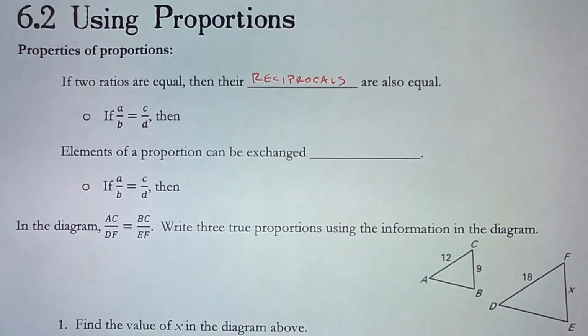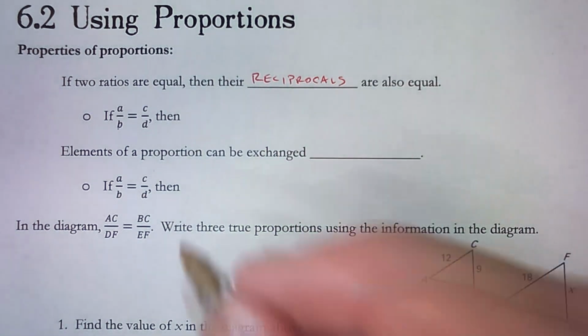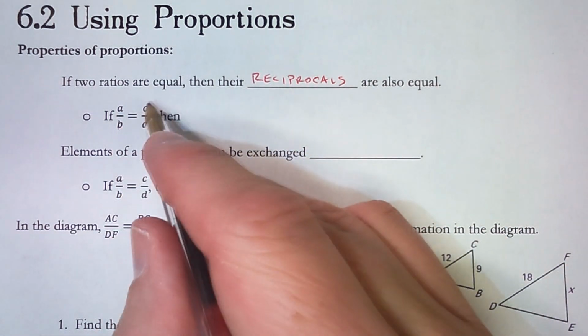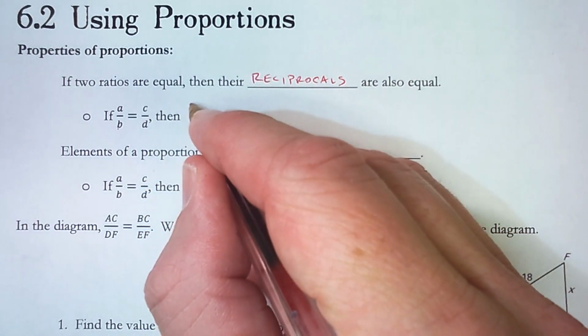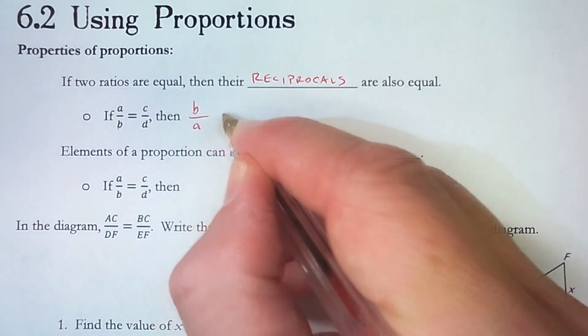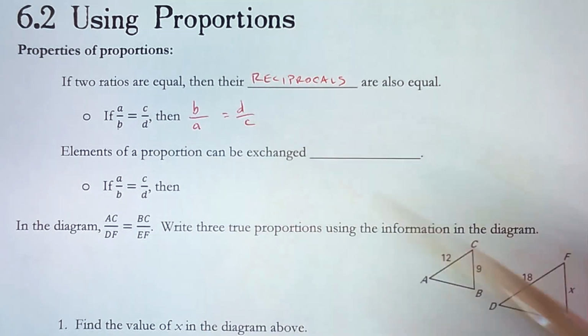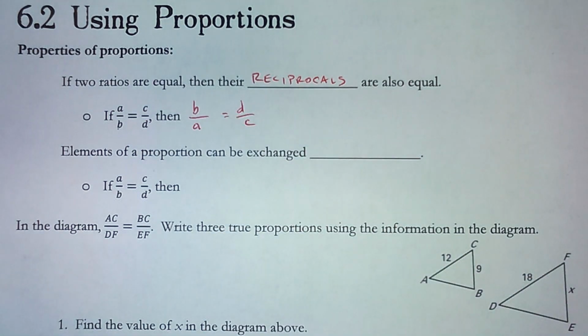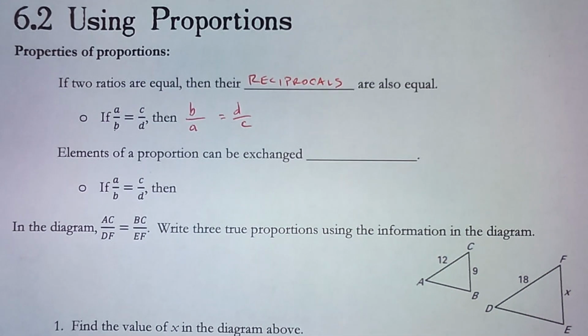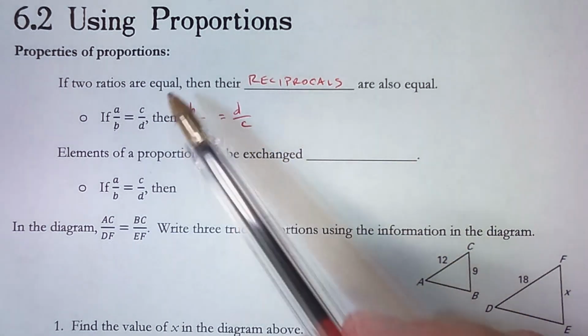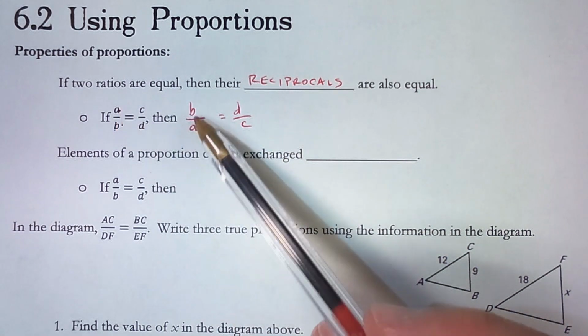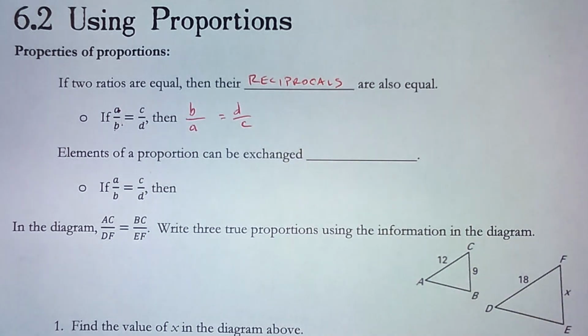are also equal. That means that if A over B equals C over D, then it can also be written as B over A equals D over C. So you and I may write proportions for the same problem, and they may be upside down when we compare them to each other, and that is okay, as long as if I flip one side upside down, I also flip the other side upside down.